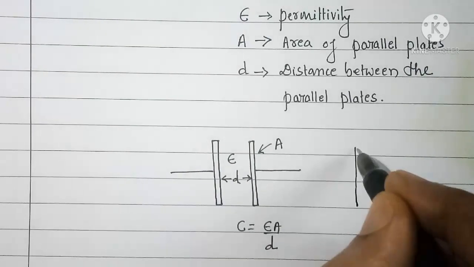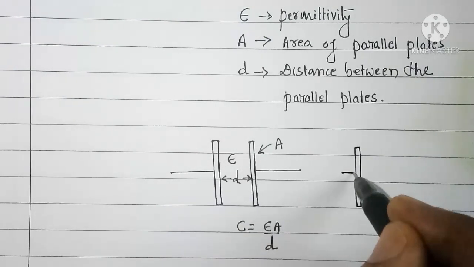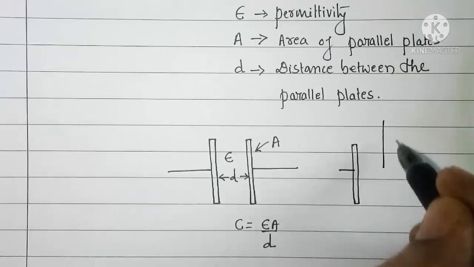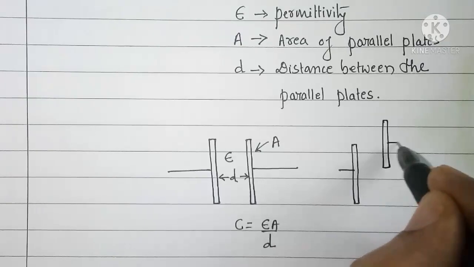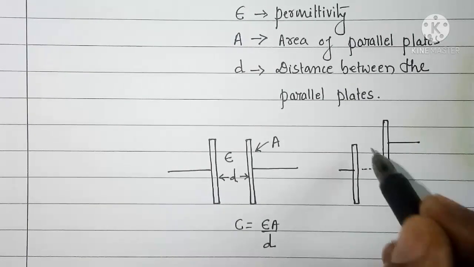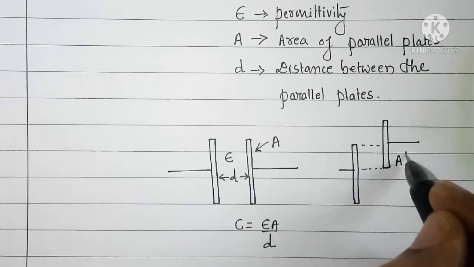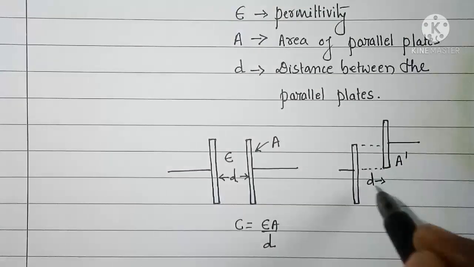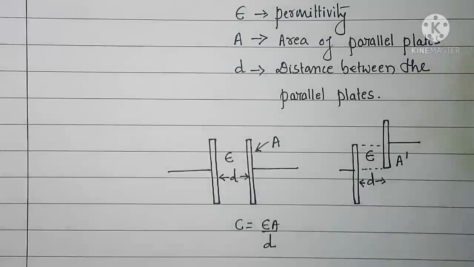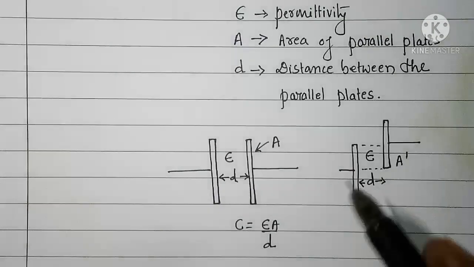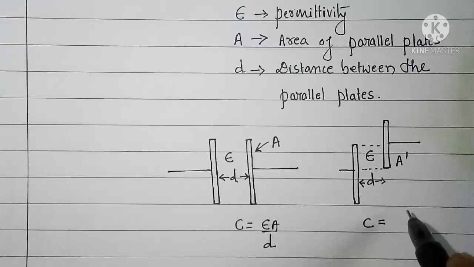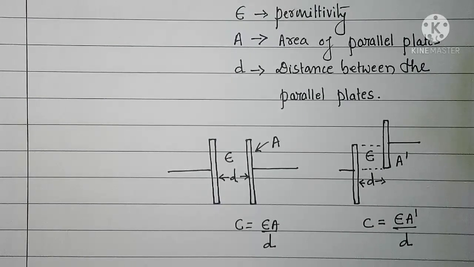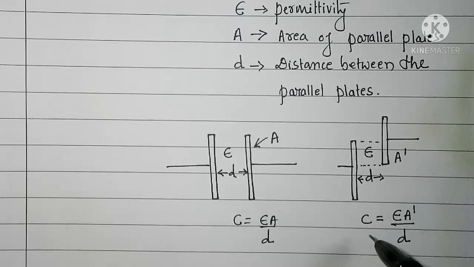If one of the parallel plates is displaced, now overlapping area has reduced here. Say the overlapping area is only A dash, but the distance between two parallel plates is D only, with the permittivity of the medium between the two parallel plates epsilon. Then in this case, capacitance of capacitor is given by epsilon A dash by D. It means that capacitance of a capacitor is directly proportional to overlapping area of the parallel plates of a capacitor.